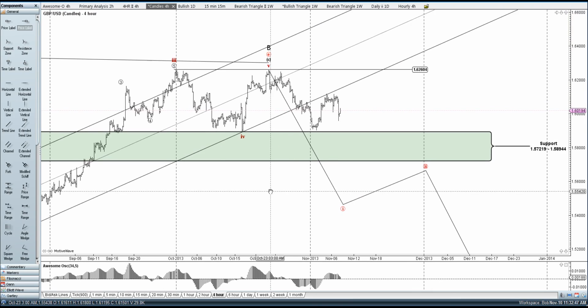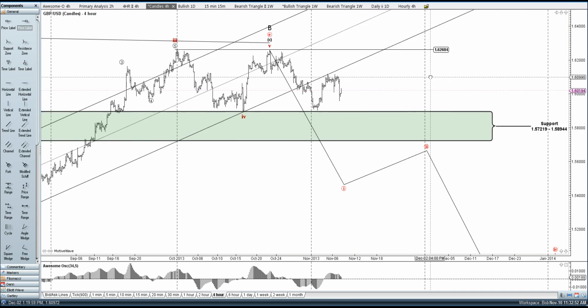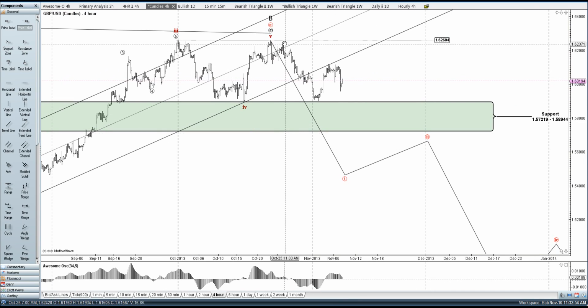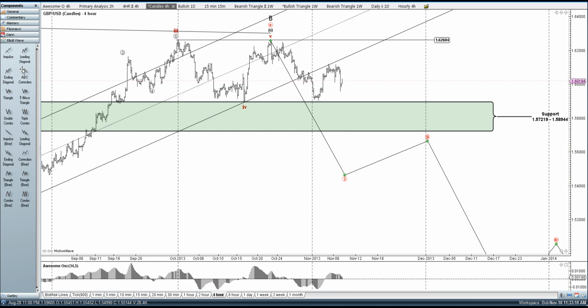So I am looking for 62.60 to hold and looking at this as a possible 1, 2, or at least an A. We're going to be C up a little higher before the actual wave 2 of this wave 1 here gets started. Something to this effect.